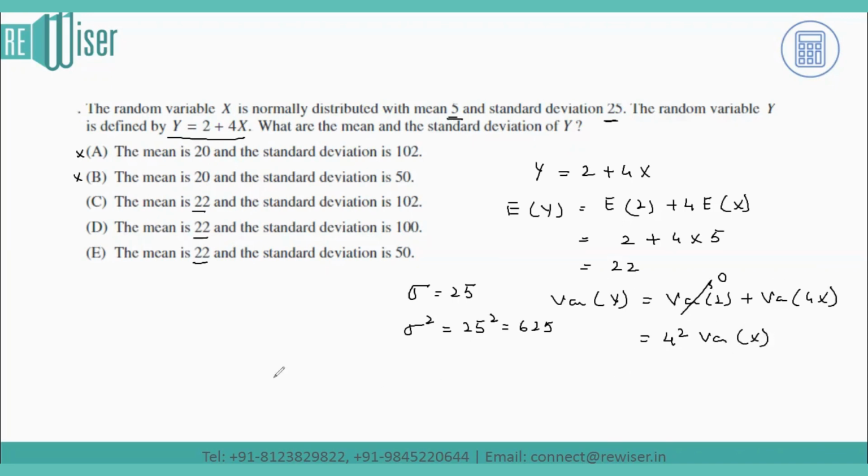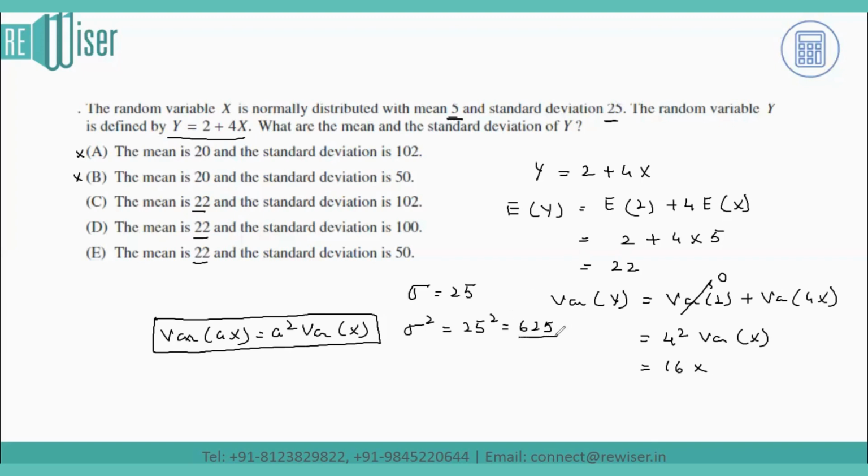We have used a formula over here. That means if we are writing the variance of a times x, that should be a squared times the variance of x. We have used this particular formula in this sum. Since the variance of a constant is 0 and the value of a is 4, that becomes 16 times the variance of x. And the variance of x that we have found is 625. So the value for variance of y becomes 10,000.